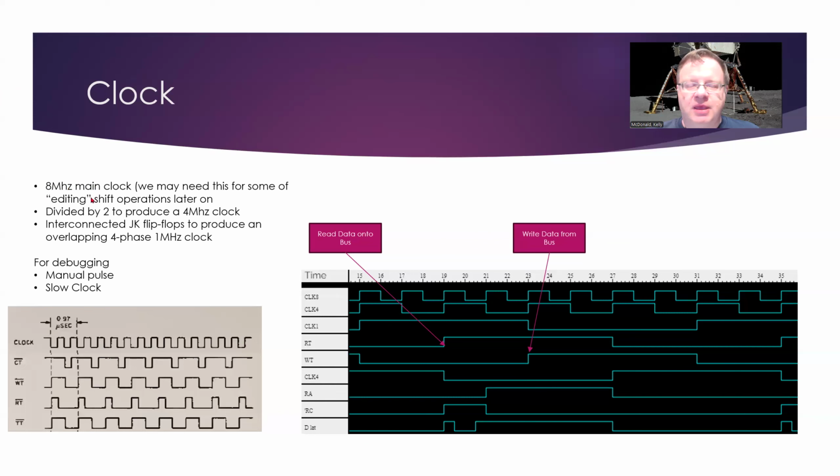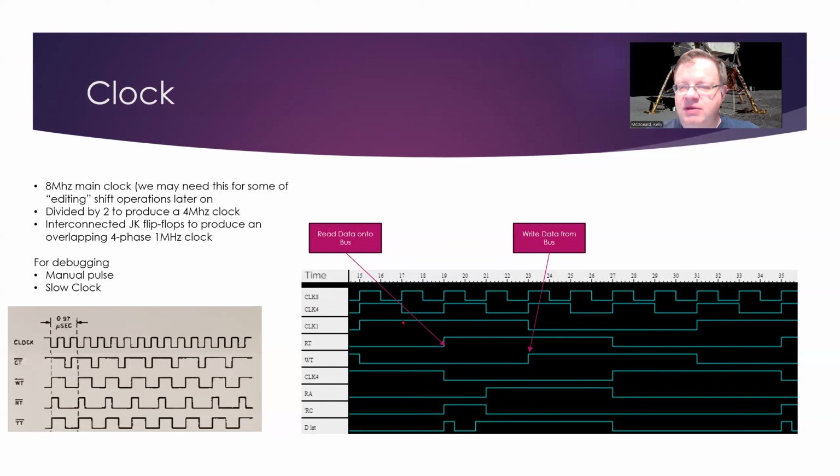We'll get much more into that when we look at the G register. So first, I divide that 8 megahertz clock in two to produce a 4 megahertz clock. Then I use interconnected JK flip-flops to produce an overlapping 4-phase 1 megahertz clock. This is what it looks like here. We've got my clock 8 signal, our 8 megahertz clock going across the top. We divide it in two to produce this 4 megahertz clock, and then we have these 4 phases.